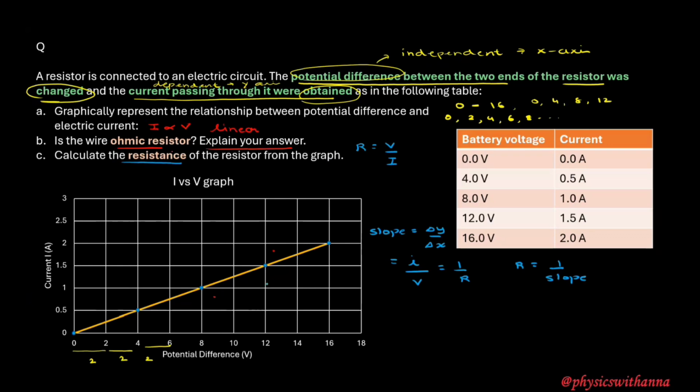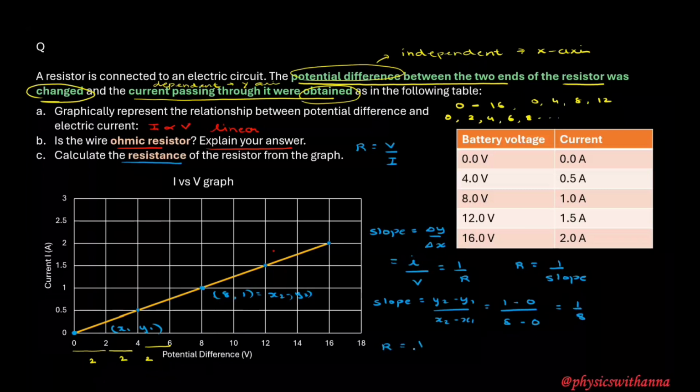So let us first find the slope of the graph. To find the slope, we will take any 2 points on the graph. So let me choose those 2 points to be here at 0, 0. So this will be my x1, y1. And the other point I will take here at 8, comma 1. This will be my x2, y2. Now let's calculate the slope. So slope will be equal to y2 minus y1 over x2 minus x1. So y2 over here is 1, y1 is 0, x2 is 8, and x1 is also 0. That gives me the slope to be 1 over 8. And I can find resistance to be equal to reciprocal of slope, which is 8 ohms.